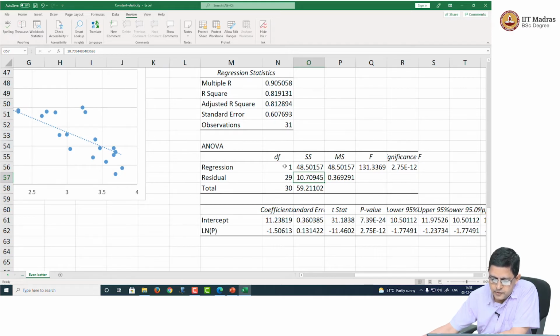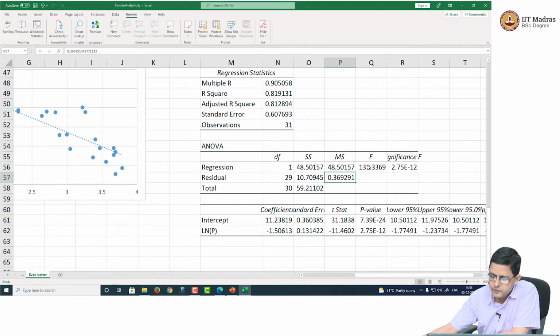And we know how degrees of freedom are calculated. We have a total of 31 observations, so total degrees of freedom is going to be 31 minus 1, which is 30. In a simple linear regression, we are estimating two parameters, beta naught and beta 1, so the regression degrees of freedom will be 2 minus 1, therefore 1. How do you calculate the mean sum of squares? This is the total sum of squares, and this is the mean sum of squares. Mean sum of squares is going to be the sum of squares divided by degrees of freedom. So 48 is calculated as 48.5 divided by 1. This 0.369 is calculated as 10.70 divided by 29.